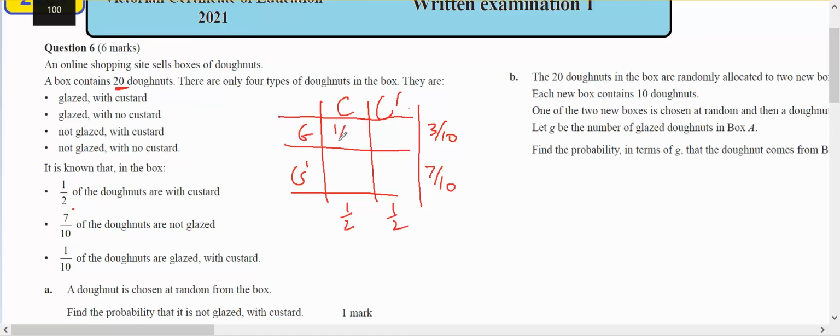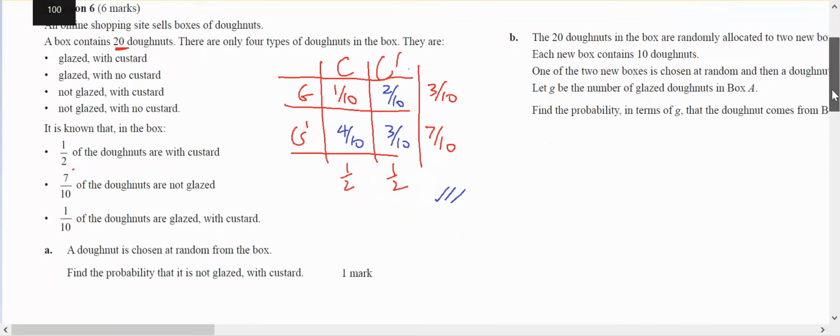So that's 1/10. So the information that I can backfill then is that's 2/10. That's a half, so that would be 5/10. So that's 3/10. That's a half, so that should be 4/10. And that adds up to 7/10, so that's correct. So question part A says find the probability that it is not glazed with custard. Not glazed with custard is 4/10 or 2/5.